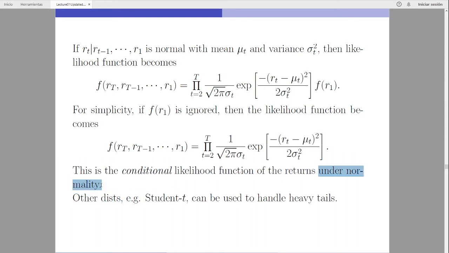Of course, under normality. If we happen to find heavy tails, then there are different distributions that can help us with this. But if our population happens to be normal under this condition, then the likelihood function is great.